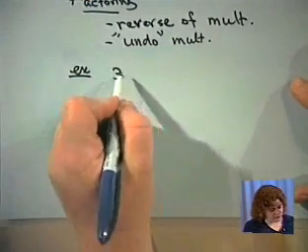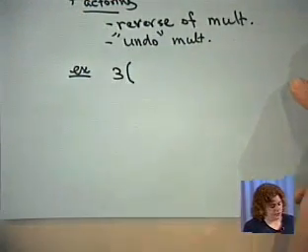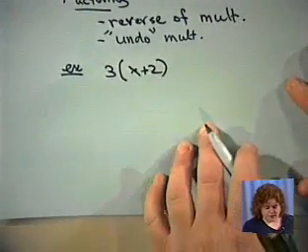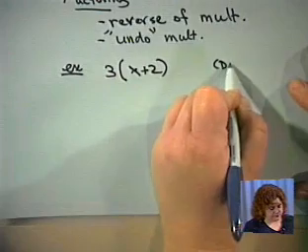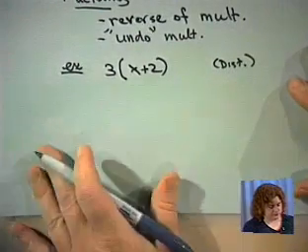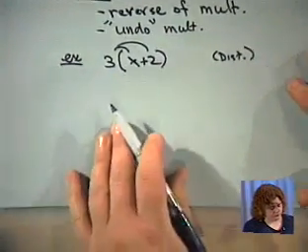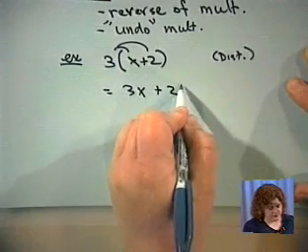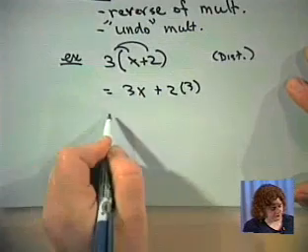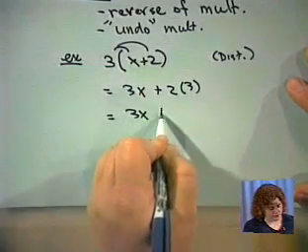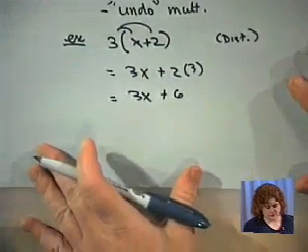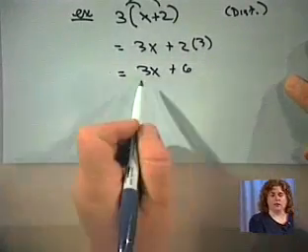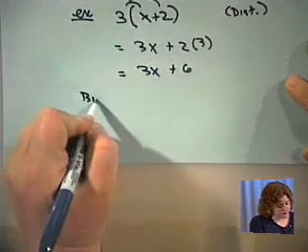Back to an old familiar friend. If we had something like 3 times x plus 2, we would apply our distributive property. And we would have 3x plus 2 times 3, or 3x plus 6. But what if you started out with 3x plus 6?